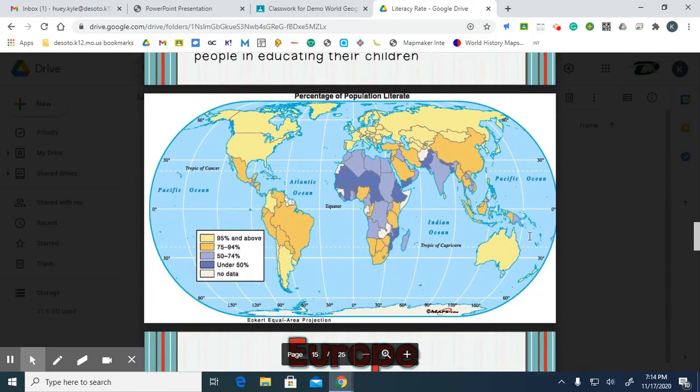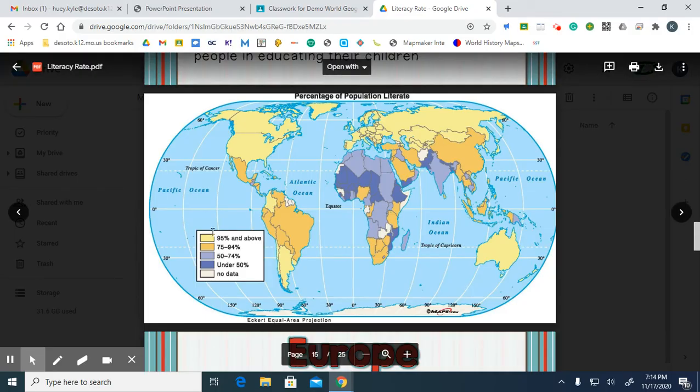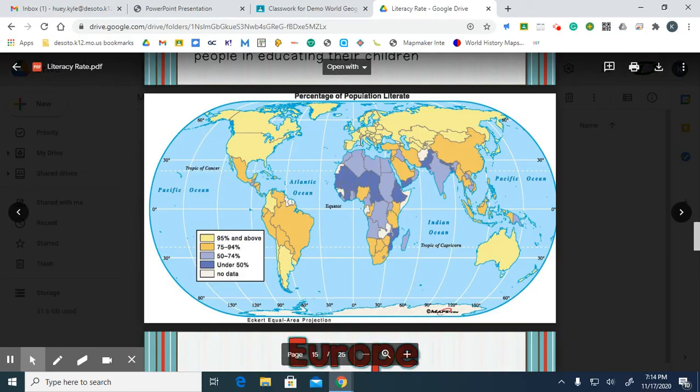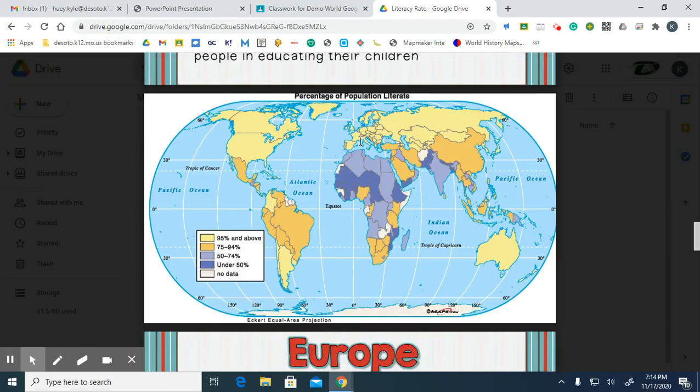So now we're coming back to this map and we're looking at it. Now that we know it's the percentage of the population that's literate, you have the yellow, which is 95% and above, the orange, which is 75% to 94%, the light purple, which is 50% to 74%, the dark purple, which is under 50%, and the white is no data at all. You can see that the United States, Canada, most of Europe and Russia are all 95% and above. Those would be considered your first world countries, your well-developed countries.